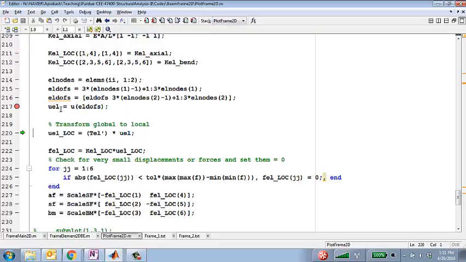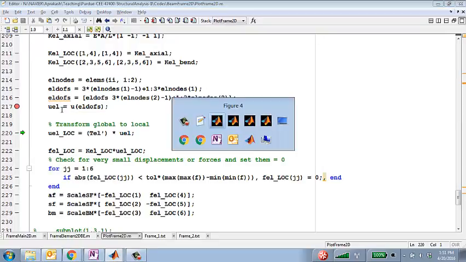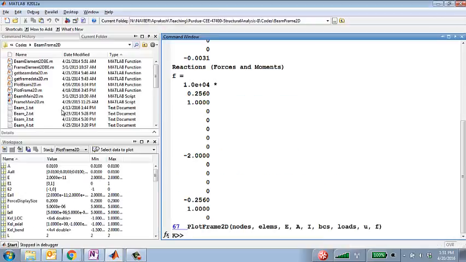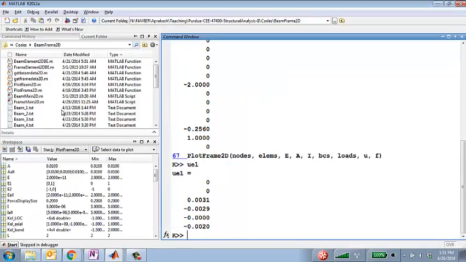Okay. And let me ask you this. Are these U element degrees of freedom in the global coordinates? So I'll write it here. Are these in the global coordinates or the local coordinates? Global, right?